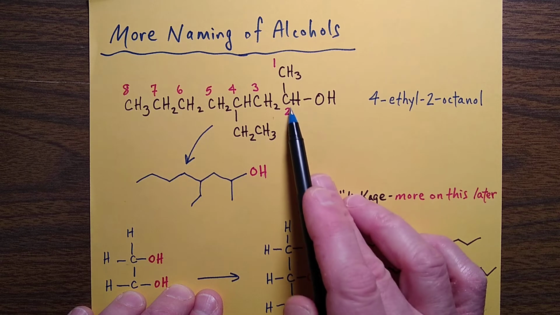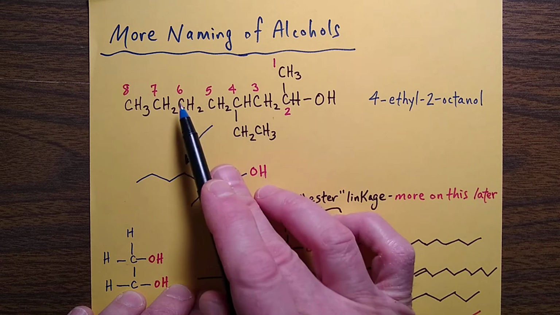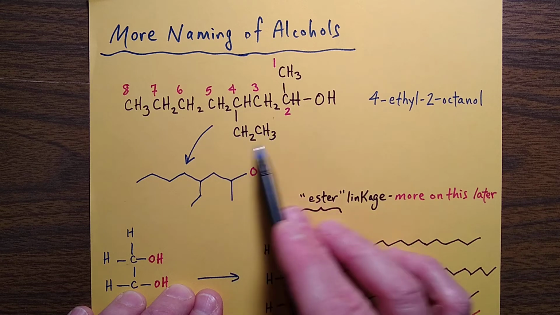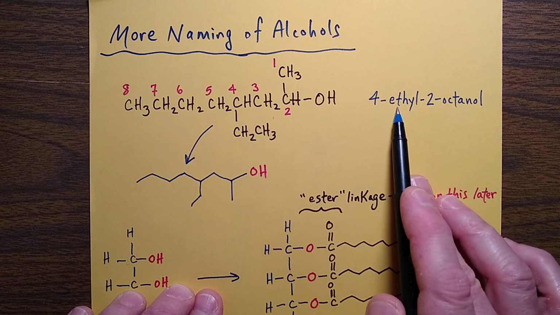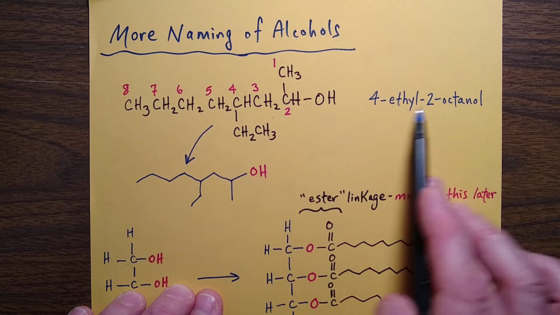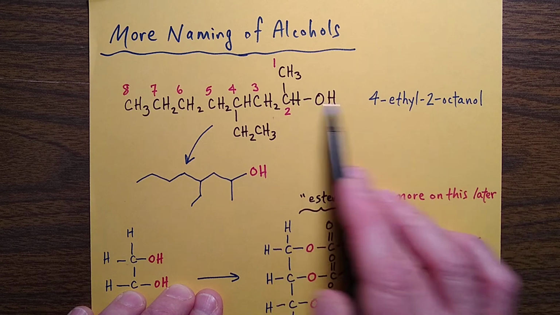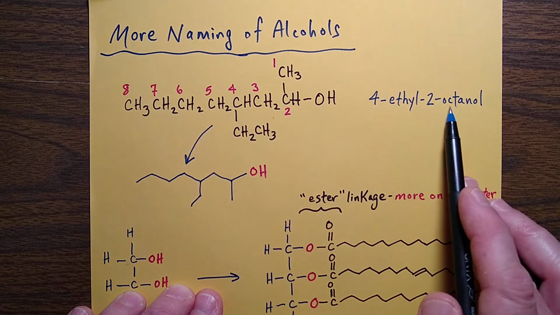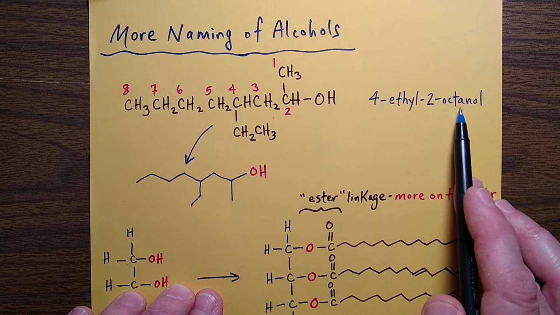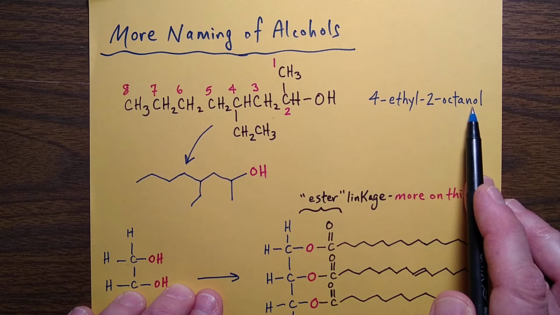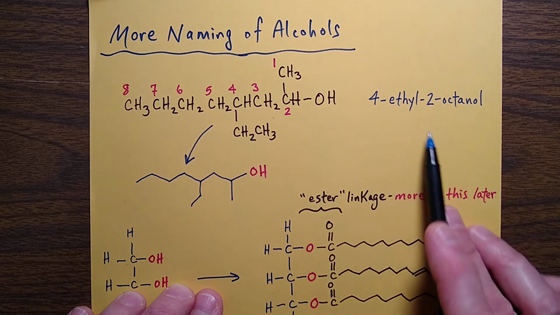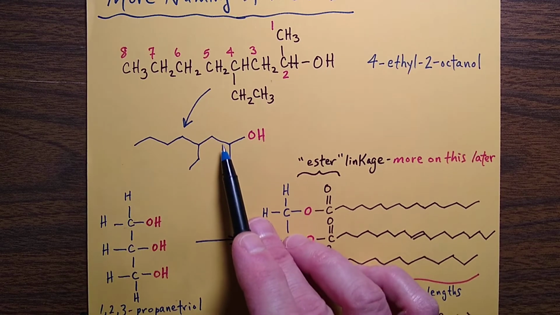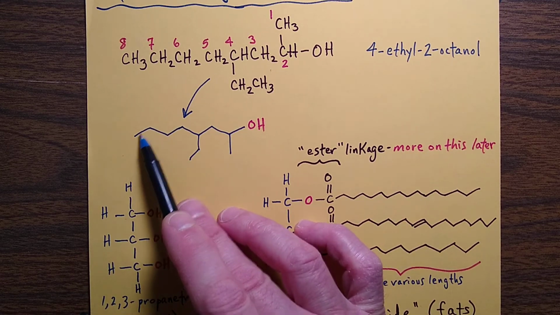So this is carbon 1, 2, 3, 4, 5, 6, 7, 8. At the 4th position, then, I have an ethyl group, 2 carbons. So there's 4-ethyl, and then -2 at the 2nd position is where my alcohol is. And it's an 8-carbon chain, so therefore it's based on the hydrocarbon octane. And we drop the E of octane and add an OL, 4-ethyl-2-octanol.